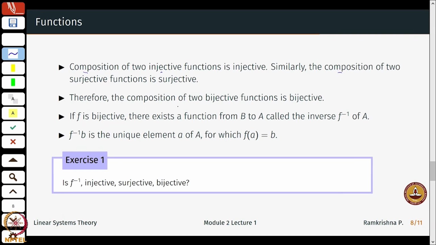And therefore, as a consequence of these two statements, if I have a composition of two bijective functions, the resultant function will also be bijective.